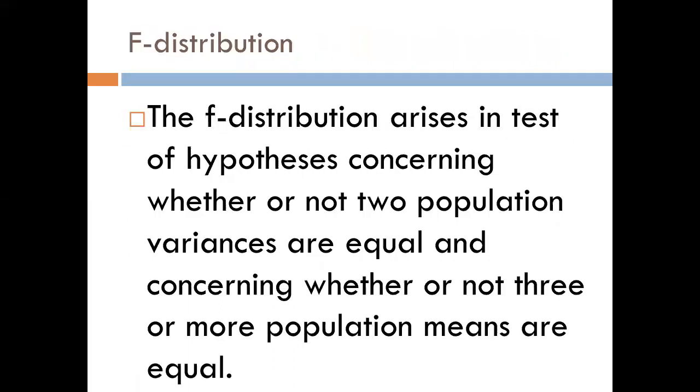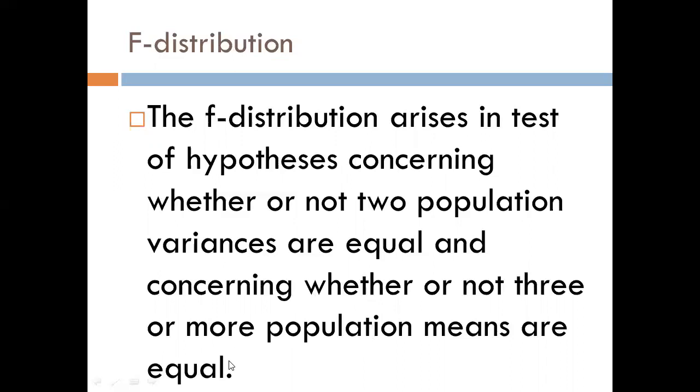Now come to F distribution. The F distribution arises in tests of hypothesis concerning whether or not two population variances are equal. So chi-square distribution is used to check the independence of two random variables, whereas F distribution is used to check whether two population variances are equal or not, and whether or not three or more population means are equal. For comparing two population means, we use a t test or a z test, but when we have more than two populations, we use ANOVA, the analysis of variance table, and in ANOVA we use the F test.